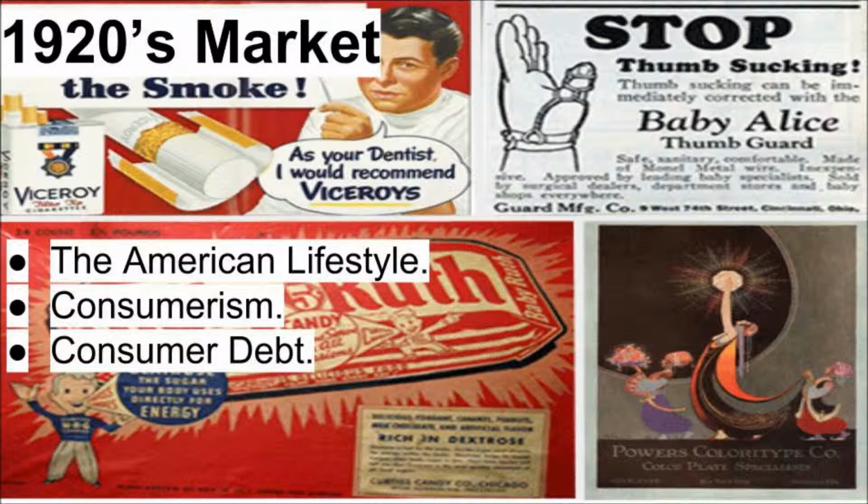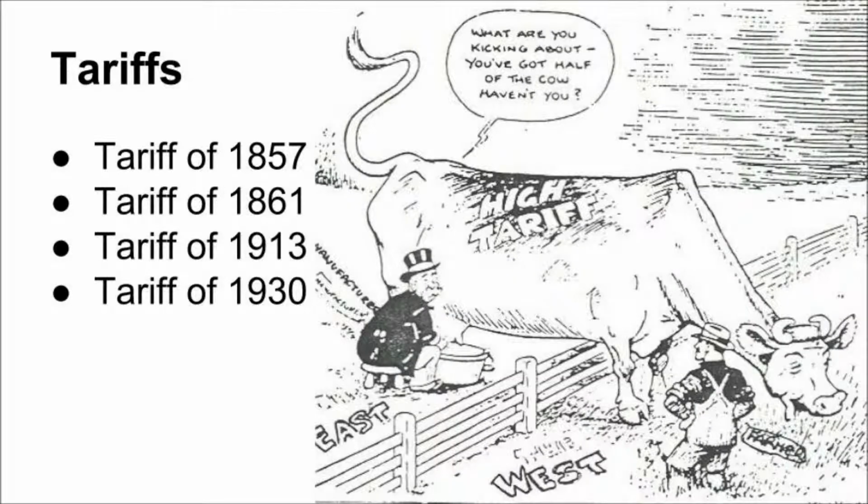The 1920s market featured such things as flappers, and this materialism is shown in such things as The Great Gatsby. This time period featured four major tariffs. The first one was the 1857 tariff, which had the lowest tariff seen. It had 17% taxation, and it led directly to the Panic of 1857.